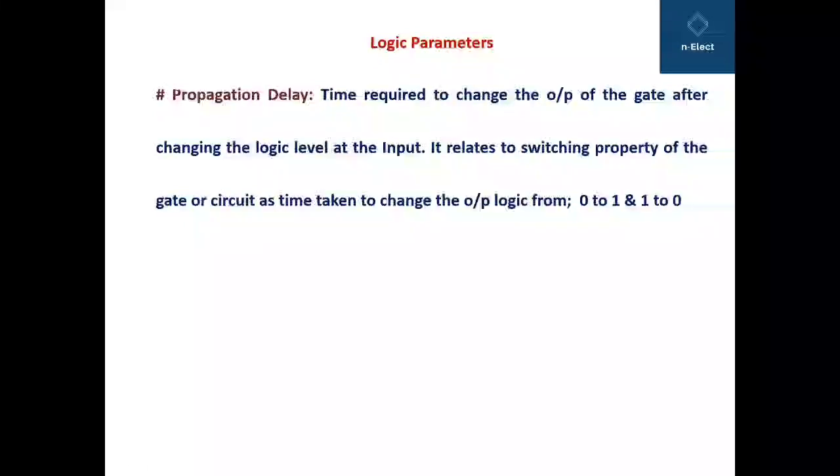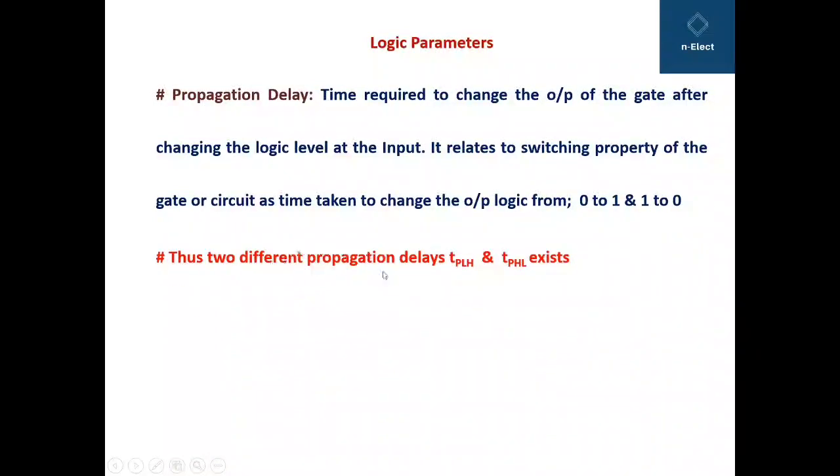So propagation delay is the time required to change the output of the gate after changing the logic level at the input. It relates to the switching property of the gate or circuit, as the time taken to change the output logic may be from 0 to 1 or 1 to 0. So accordingly there are two delays: 0 to 1 is going up and this is while going down.